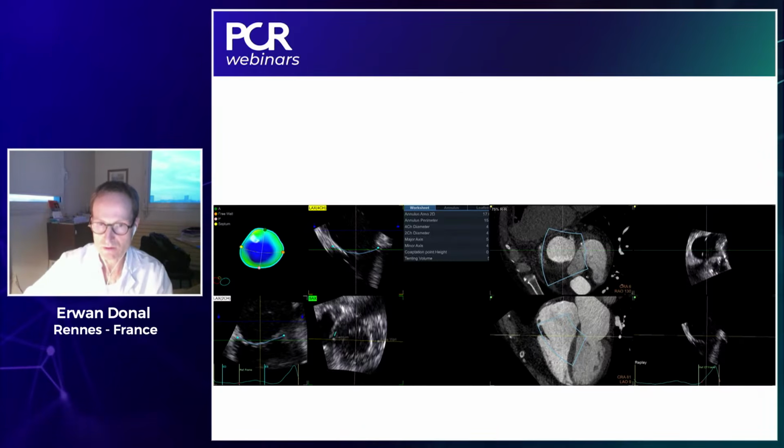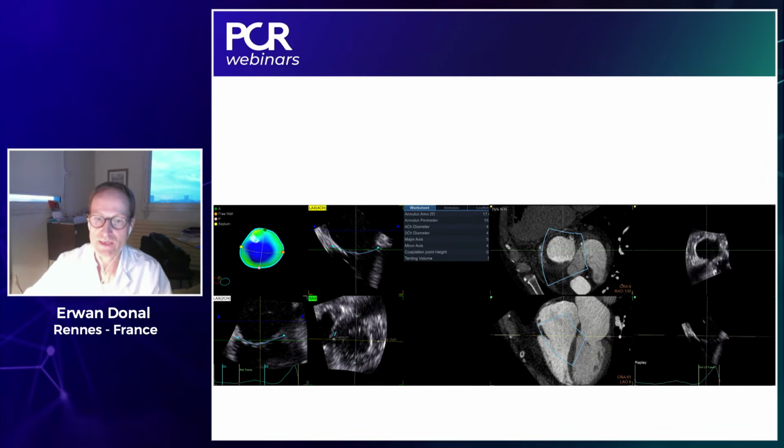Okay, this is another example of the use of the echo machine and the combination of the CT and the echo machine to be able to measure perfectly the size of the tricuspid annulus and the shape of the tricuspid annulus. Because if there is too important a flattening of the tricuspid annulus with too important a dilatation of the tricuspid annulus, it will be much more complicated to deal with clips, and sometimes also it's not suitable for implantation of a percutaneous tricuspid prosthesis. And then we will have to deal with annuloplasty only.